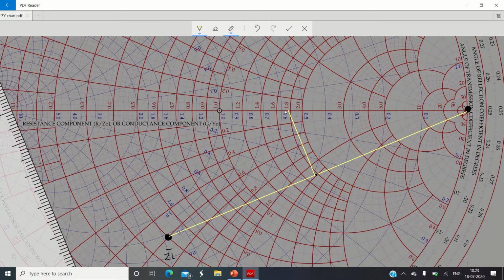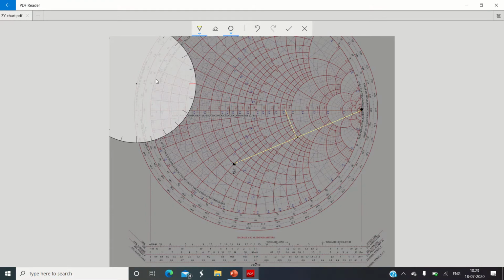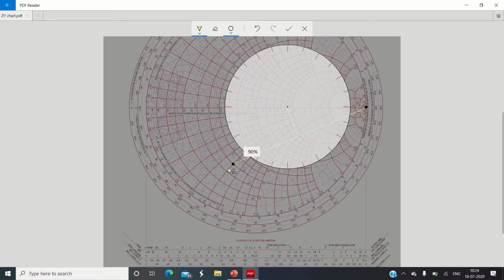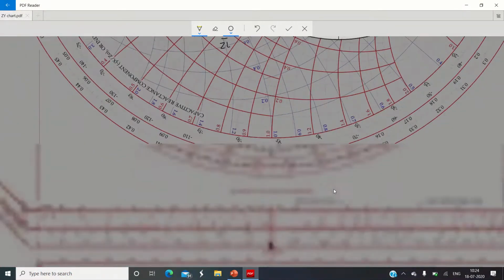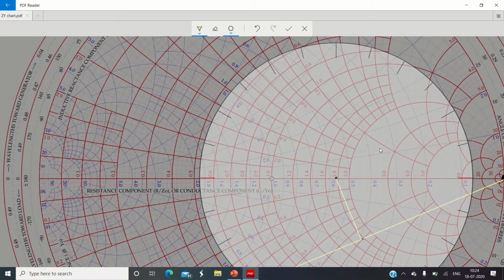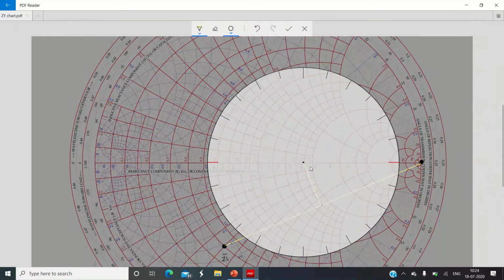Now I will take a compass. Because I know the center position of the circle, I will place the metal part of the compass at this particular point. See here, I am exactly getting located. Take distance in your compass: at the center, you put the metal part of your compass, and take the distance from this point to the Z equal to infinity point.